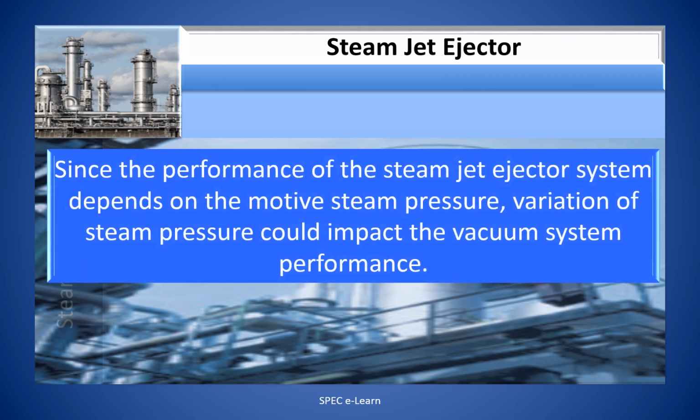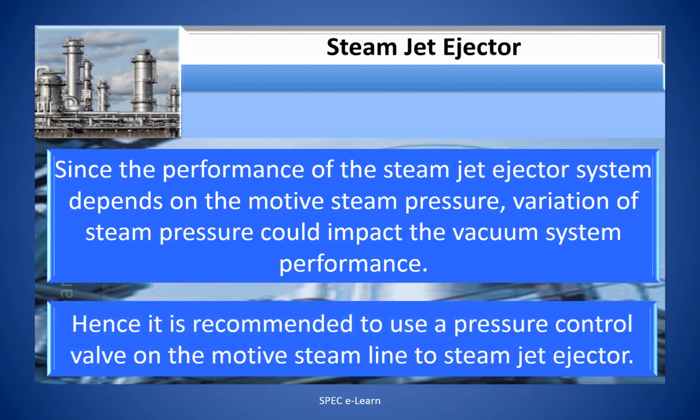Since the performance of the steam jet ejector system depends on the motive steam pressure, variation of steam pressure could impact the vacuum system performance. Hence, it is recommended to use a pressure control valve on the motive steam line to the steam jet ejector.